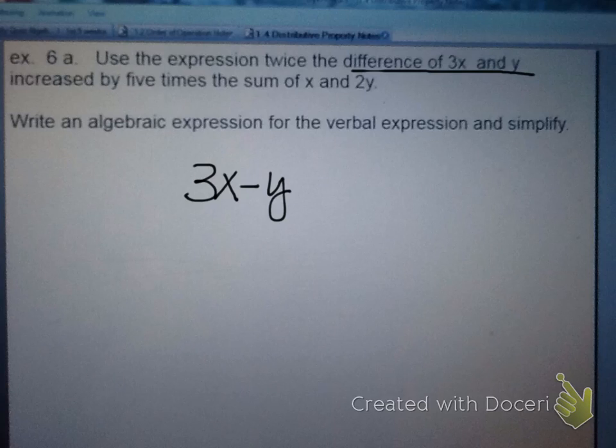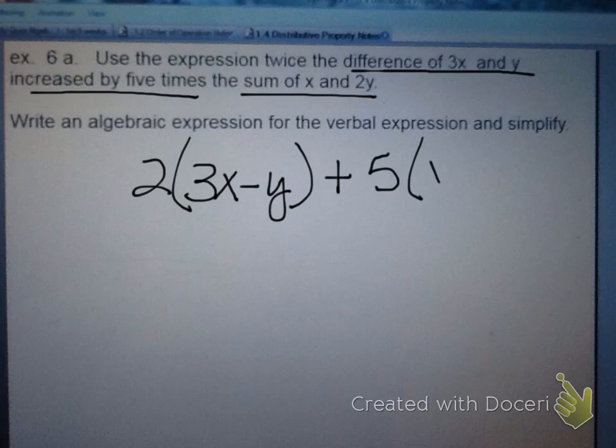Now, we have to multiply twice all of that. So we have to enclose that in parentheses and put a 2 in front. Then increased means plus. 5 times the sum of x and 2y. Sum means to add. So I've got to add x plus 2y. And then I'm going to have to multiply 5 times all of that stuff. So I'm going to have to put all that stuff in parentheses.